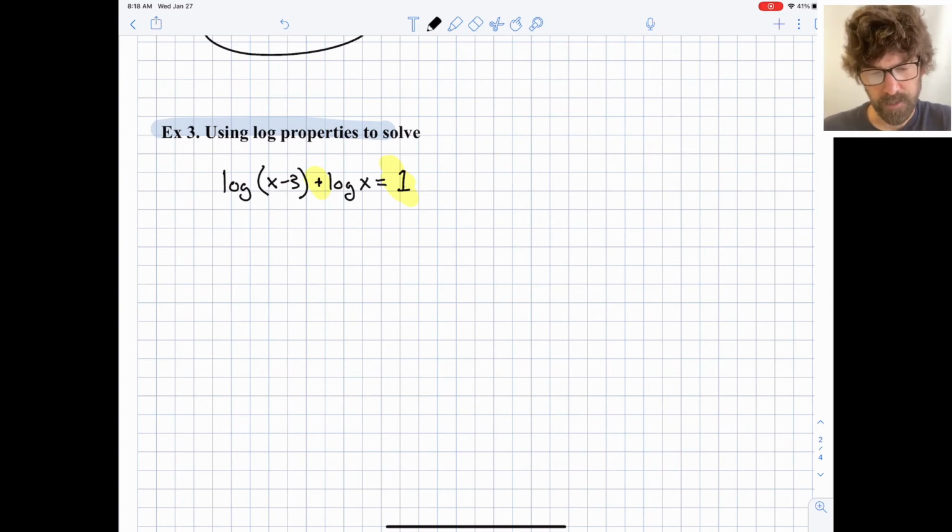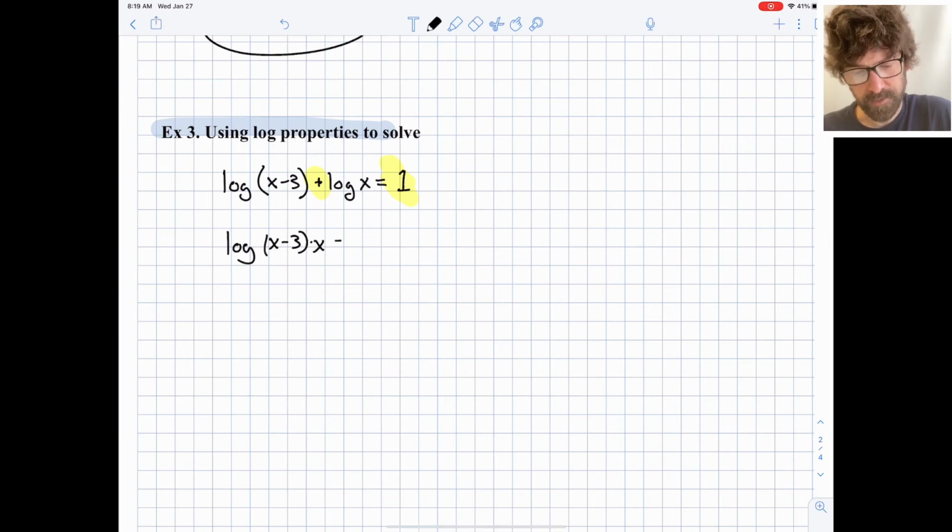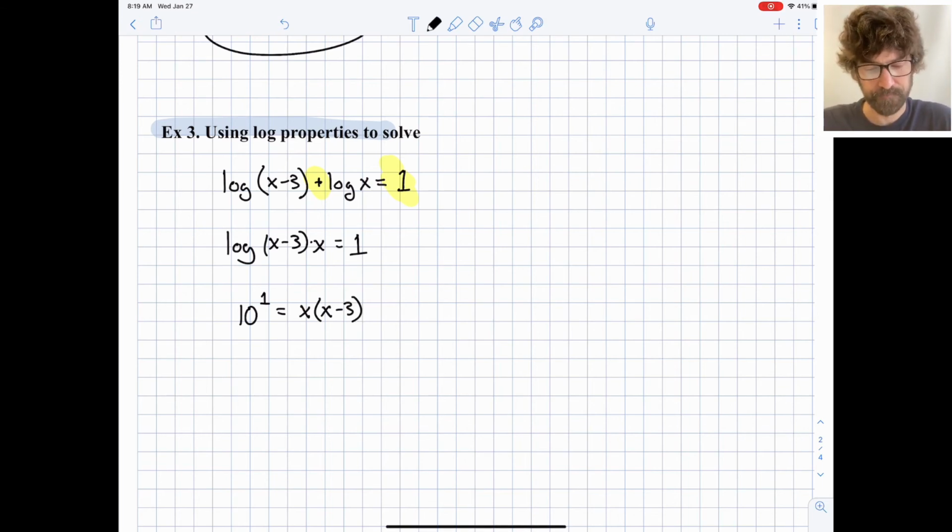What I want to do is simplify the logarithms, compress the logs together into one logarithmic expression. So I'm going to turn this into log of x minus 3 times x is equal to 1. Okay, remember the sum of two logs is the log of a product. And now we can rewrite it in exponential form. There's an implied base of 10, so I can say 10 to the 1 is equal to, I'll rearrange this x term, x times x minus 3. Okay, and so I get 10 is equal to x squared minus 3x.